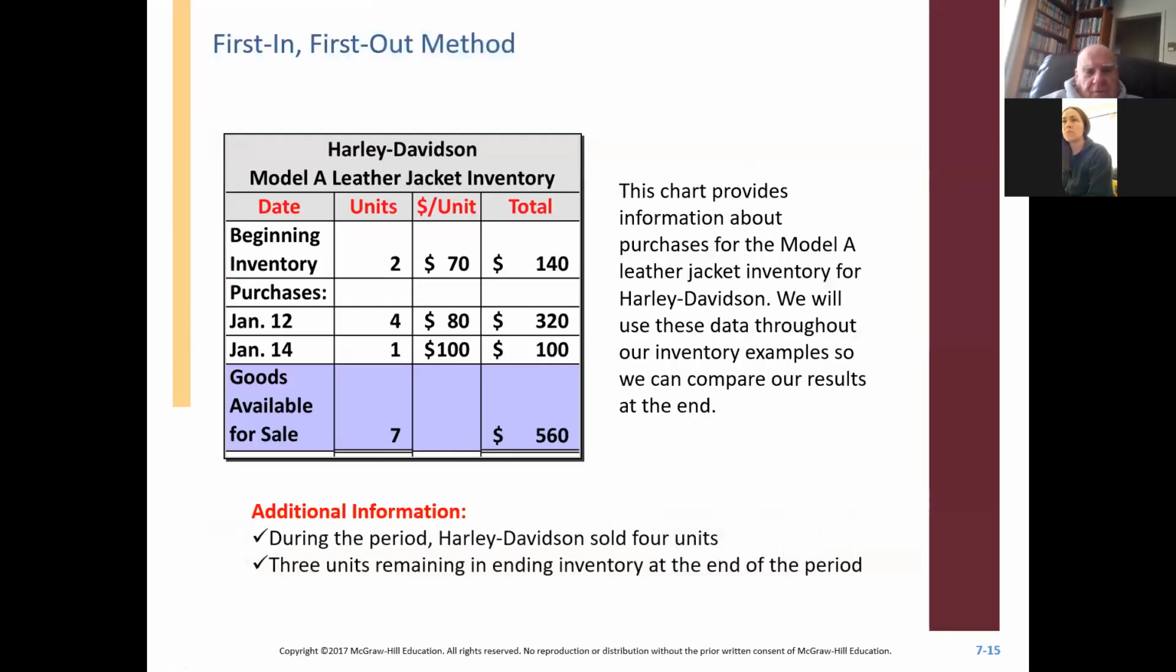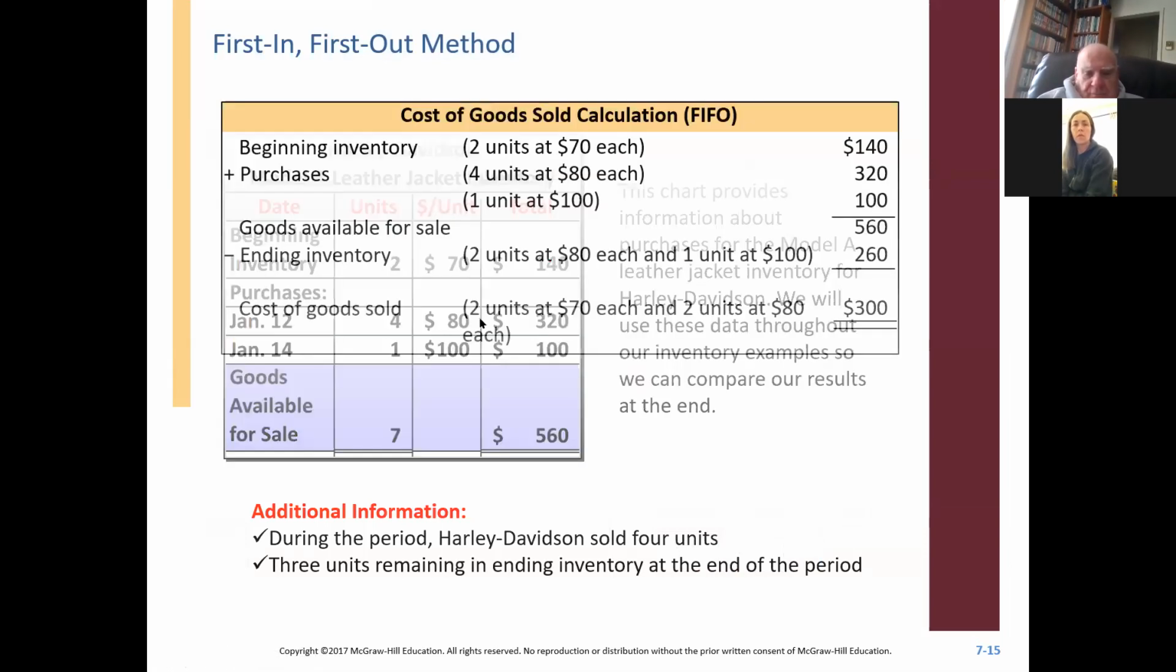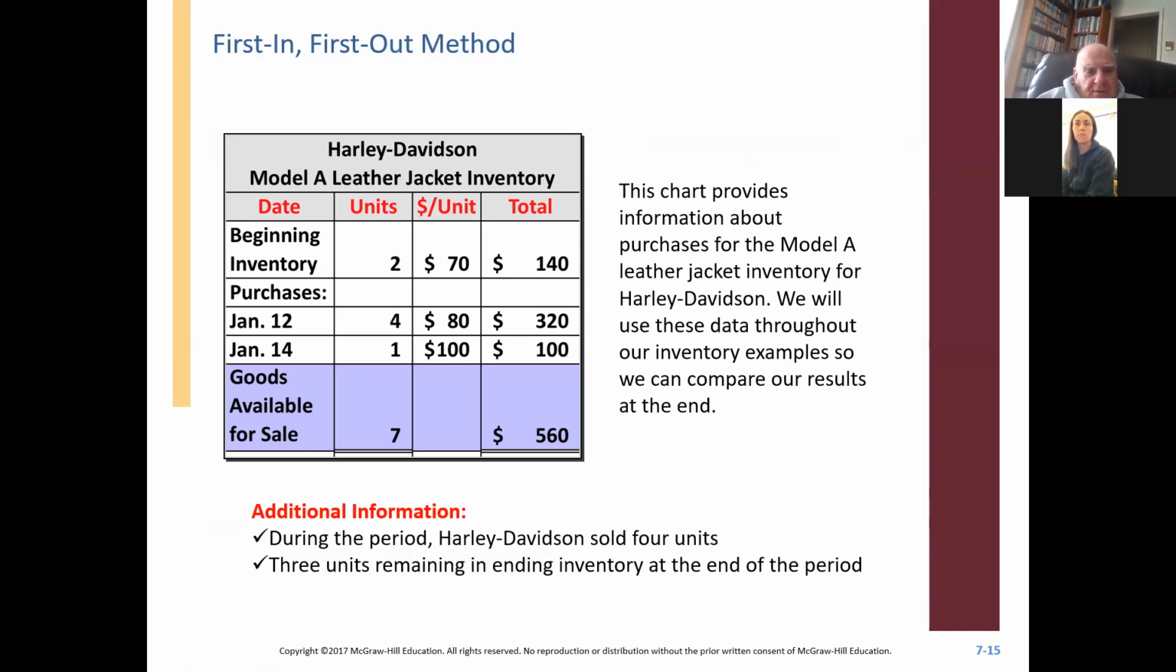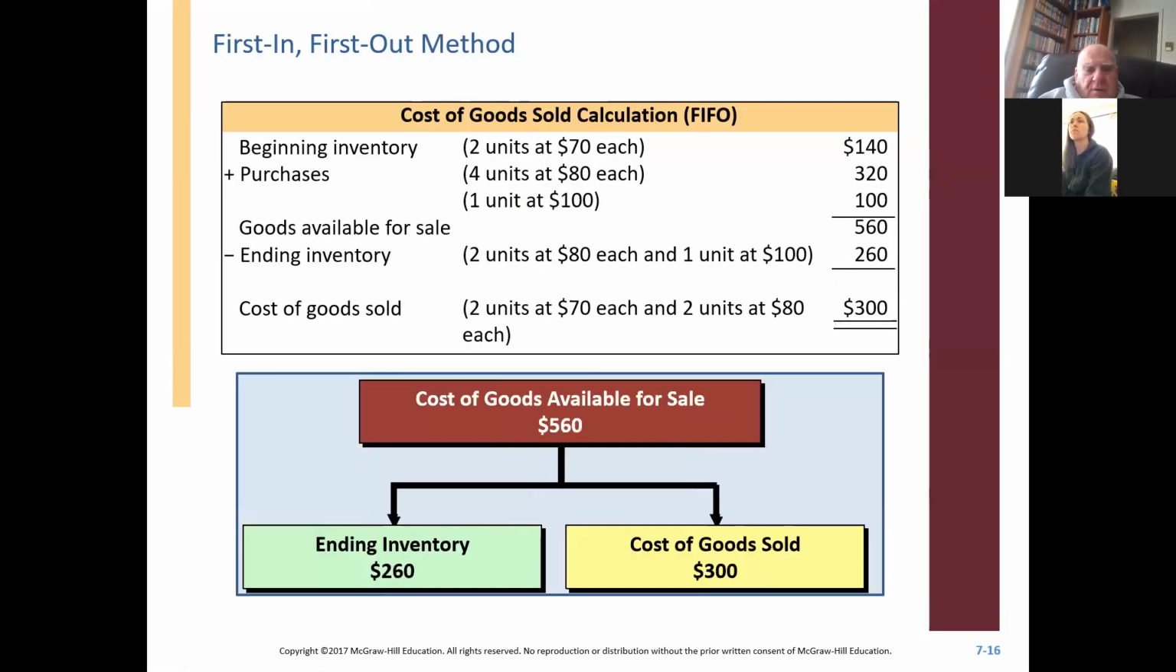Divide and conquer, huh? First in, first out. Here we go. First in, first out. Goods available for sale. Everything is the same here, right? And here we go. What did they sell? They sold 2 units at 70 and 2 at 80. So your cost of goods sold is 300. This is 260. It might have been easier to work with the ending inventory of 3. You could have started the other way.